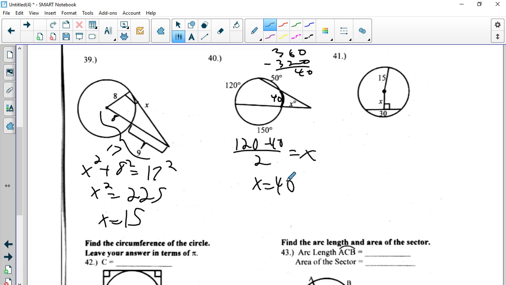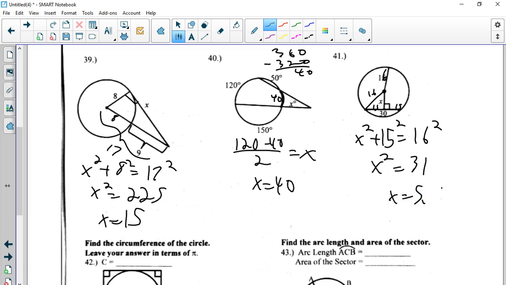Radius is 15. Oh, remember I told you that I had to change it to 16? Okay, so this is 16. This piece is 30, which means this is 15 and this is 15. I don't know x, so I'm going to do x squared plus 15 squared equal to 16 squared. So I'm going to do 16 squared and then subtract 15 squared, which gives me x squared equals 31. Take the square root of that, and I get x equals 5.6.